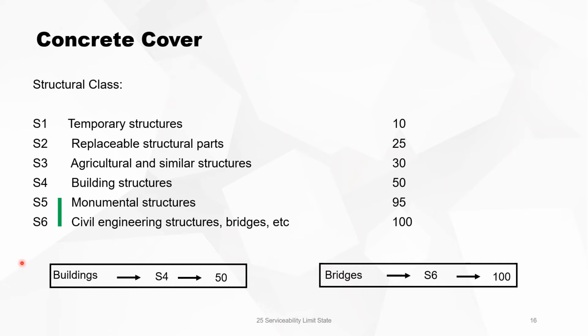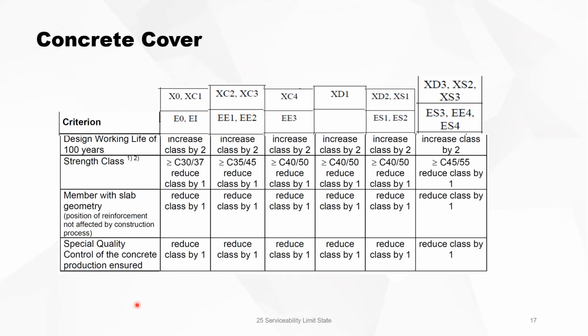In most cases, 80 or 90% of all cases, it's buildings and bridges or quay walls or retaining walls. And so for buildings, it's structural class S4, it's for 50 years. For bridges, it's structural class S6, and it's for 100 years. So that we must remember. Then this is taken out of the Eurocode. And you can see now for each environmental class and corresponding exposure classes, you can now increase or reduce the construction classes by 1 or 2.